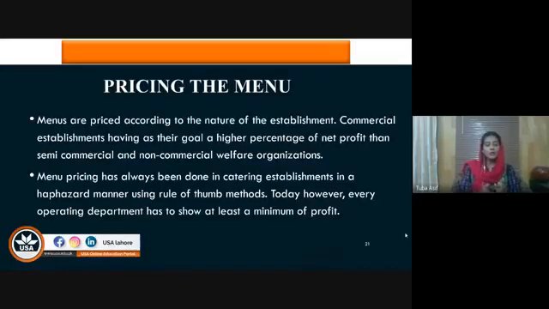Now, the pricing of the menu. Menus are priced according to the nature of the establishment. Commercial establishments have their goal of a higher percentage of the net profit than semi-commercial and non-commercial welfare organizations. Menu pricing has always been done in a catering establishment in a haphazard manner using rule of thumb methods. Today, however, every operating department has to show at least a minimum of profit.